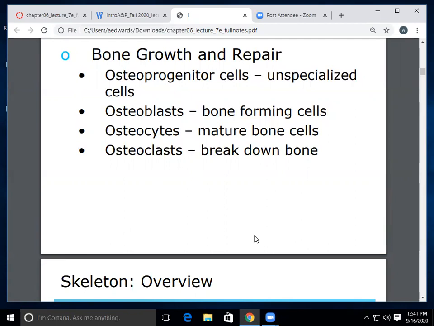And if you see clasts, that means breaking down. So they're cells that break down the bone. And there's this constant dynamic or homeostasis going on where bone is being made and bone is being broken down. If you have too much building up, bones get too thick, too big. Too much breaking down, they get weak.